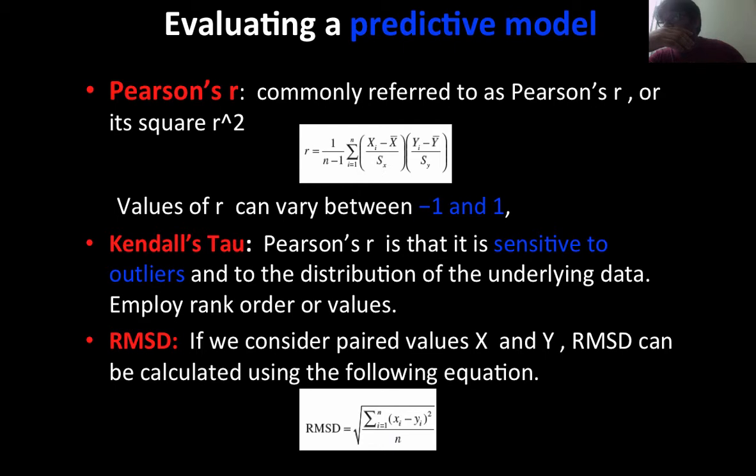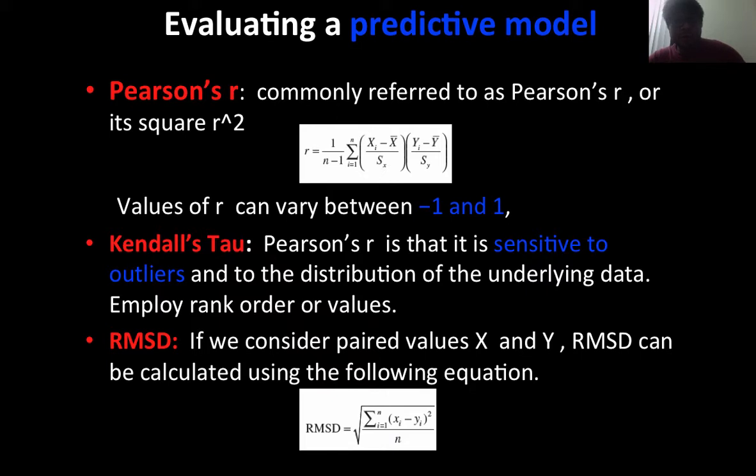The dynamic range of the data can have a dramatic effect on the Pearson R. And there are also some problems with using Pearson's R, so that's why we use some non-parametric measures, also the Kendall Tau. Pearson R is very sensitive to outliers and to the distribution of the underlying data.